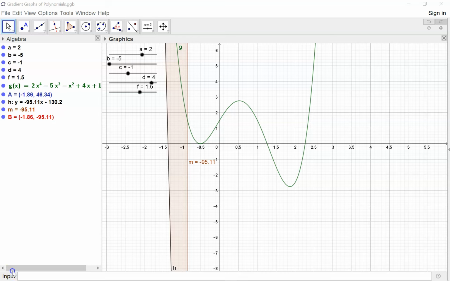In this video, we're going to look at the gradient graphs of quartic functions. First of all, we'll look at a positive quartic function. So we've got 2x^4 - 5x^3 - x^2 + 4x + 1.